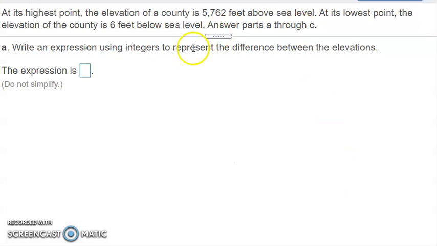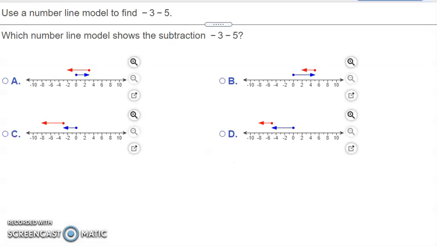And this one, you're going to do below sea level is considered a negative. So that would be that minus negative 6 and work from there. And go ahead and just pick the number lines. I think you got this.